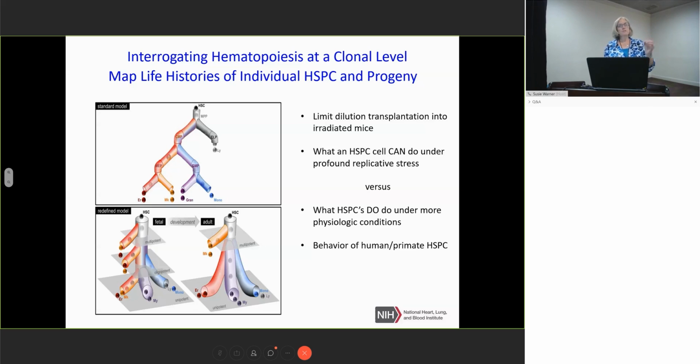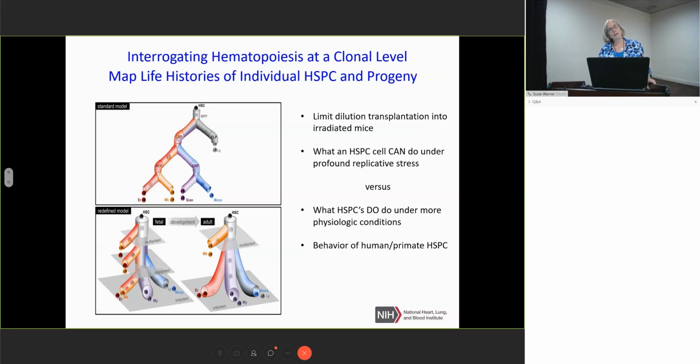Also, in a mouse, you can do limit dilution transplantation to see how individual stem cells behave at a clonal level. But that's asking what that cell can do under incredible replicative stress. And as a transplanter, usually we don't want to do limit dilution transplants in humans or in monkeys, given how expensive they are. So we want to ask what HSPCs can do under more physiologic conditions, under the kind of conditions of autologous and allogeneic transplantation when you're giving thousands and thousands of long-term repopulating cells, and also to be able to study human and primate HSPCs.